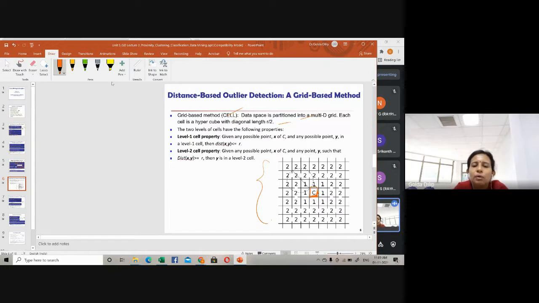The neighbors of this particular cell C, which is marked here, are divided into two groups. What are the two groups? One is level 1 cells, marked with 1. Then we have the level 2 cells, marked with the number 2. So the neighboring cells of C are divided into two groups. The cells immediately next to C, if you see these cells, are level 1 cells.